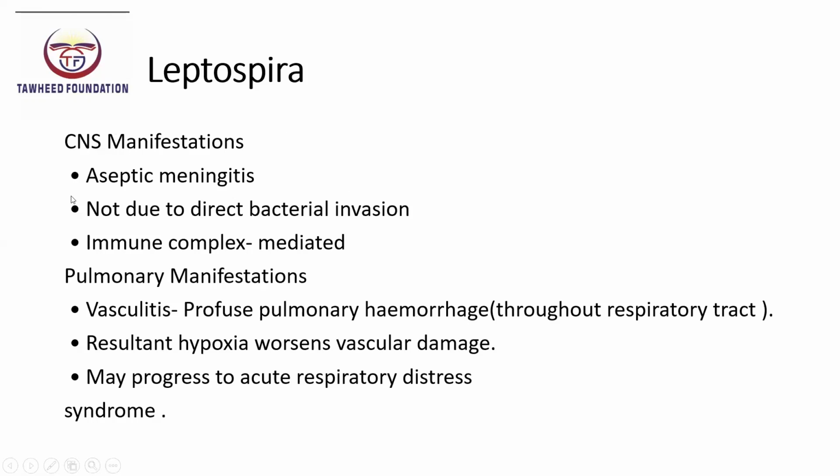So for CNS, aseptic meningitis is not due to direct bacterial infection, and it is immune complex mediated. For pulmonary, vasculitis, it is profuse pulmonary hemorrhage, that means throughout the respiratory tract. Resultant hypoxia worsens vascular damage and it may progress to acute respiratory distress syndrome.